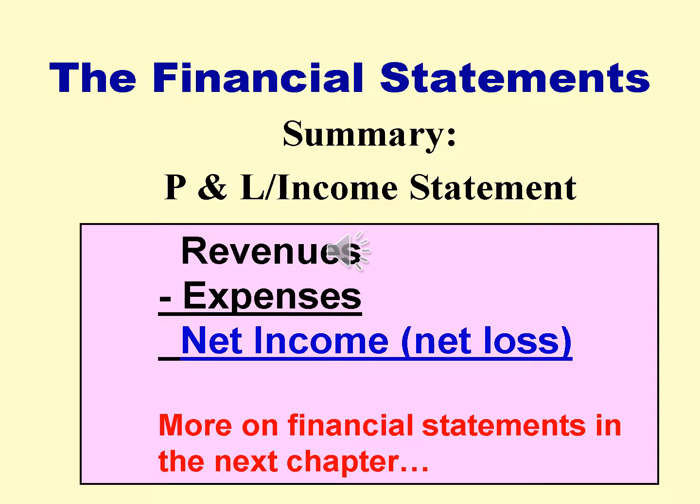To summarize, the basic financial statement, profit and loss, or another name for a profit and loss is income statement, is to report the revenues and subtract the expenses in order to arrive at the net income or loss for the company. This is how you know if your company is successful. We will spend more time on financial statements in the next chapter, Chapter 6.